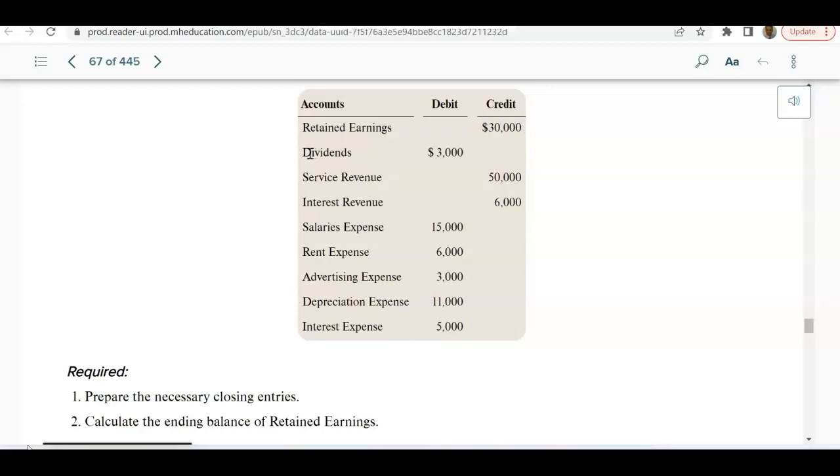But what is temporary here? Dividend is temporary, needs to be closed. Revenue is temporary, needs to be closed. Interest revenue is temporary, needs to be closed. And all these expenses are temporary, needs to be closed. So how do we close?